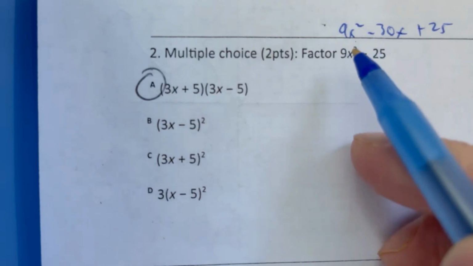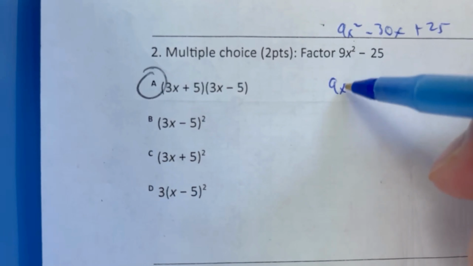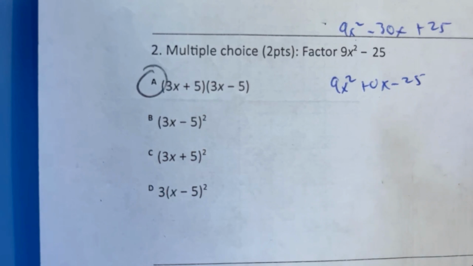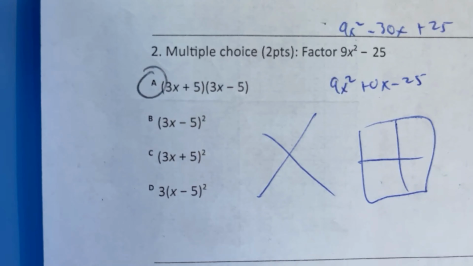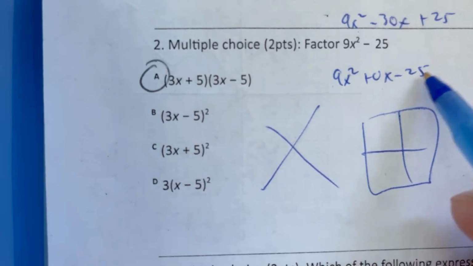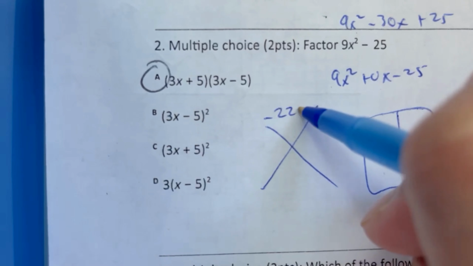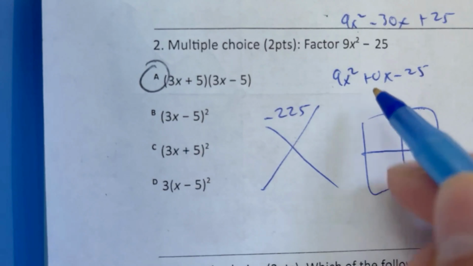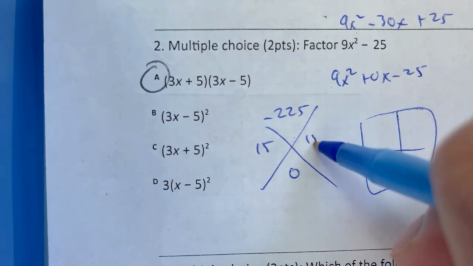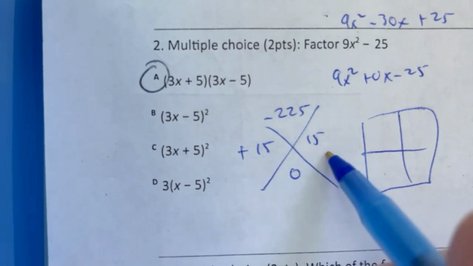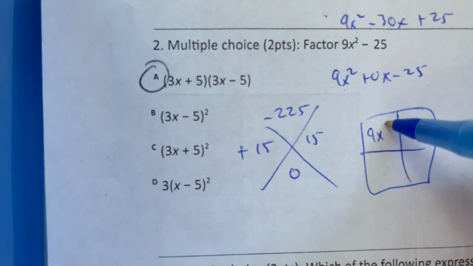Alright, last week's quiz had 9x squared minus 30x plus 25, but you'll notice I just removed that. So yours is 9x squared plus 0x minus 25. You can do the x in the box, or you can do this by chunking. A times c, negative 225. Your b value is 0. You'll get 15 and 15, 1 positive, 1 negative.